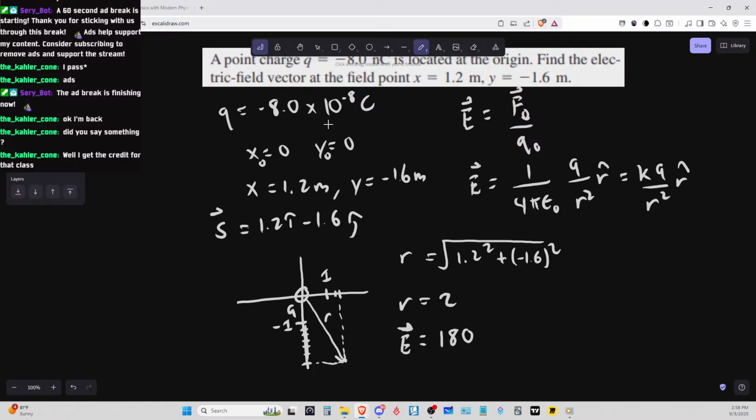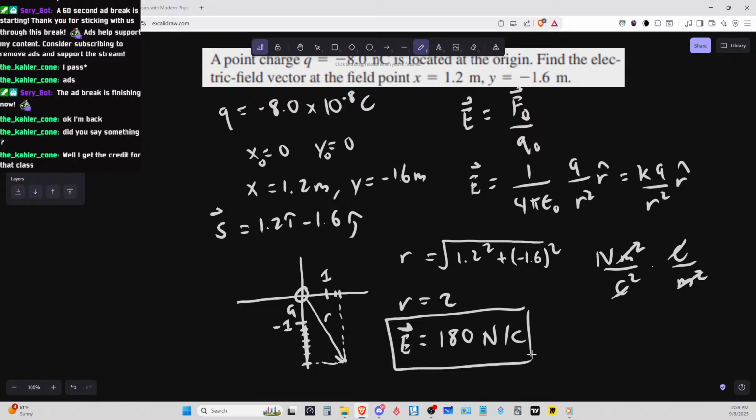and let me make sure that I got the units right. K is in newton meters squared per coulomb squared, and the charge is in coulombs and the distance in meters squared. So these will cross out, this will cross out, and we get newtons per coulomb. Okay, I think we did everything right there. Everything looks fine as long as we use the right expression.